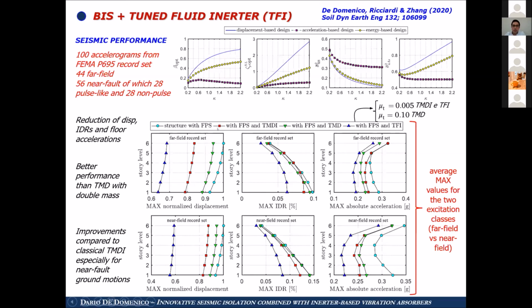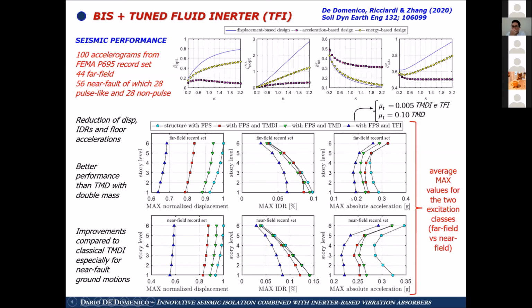If we have a look at the seismic performance, I report here the performance in terms of maximum displacement, maximum interstory drift, and maximum absolute acceleration of the considered benchmark 6-story reinforced concrete structure, isolated with different technologies. So with classical friction pendulum system, with friction pendulum in combination with the tuned mass damper inerter, in combination with the tuned fluid inerter. It can be seen that especially for near-field records, the performance enhancement is really impressive in the proposed fluid inerter.